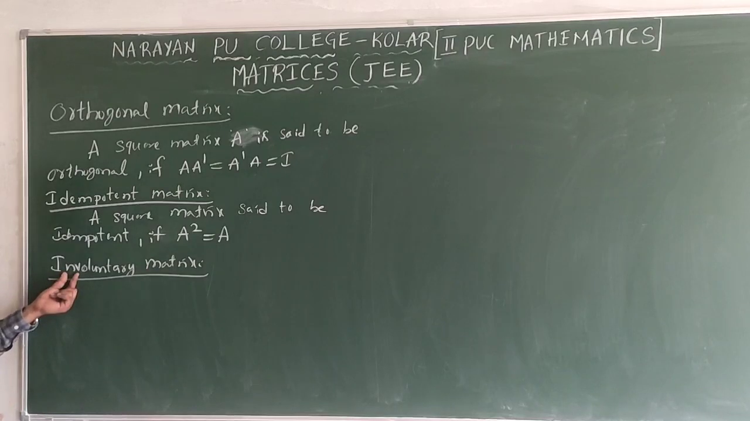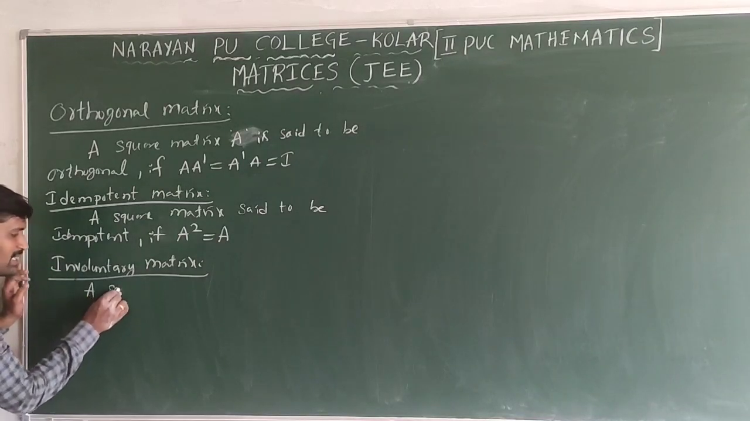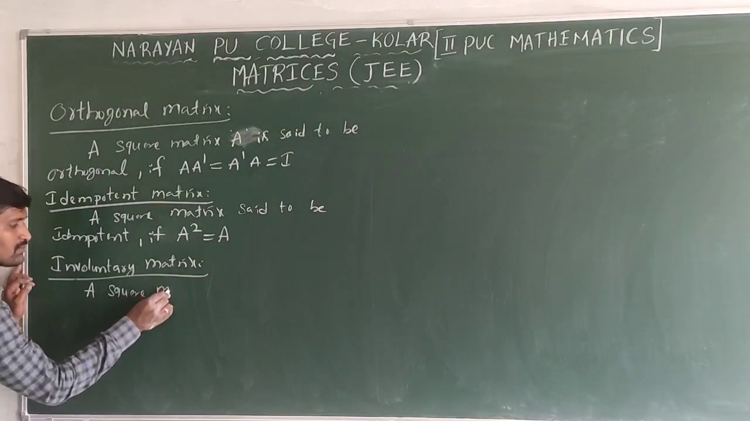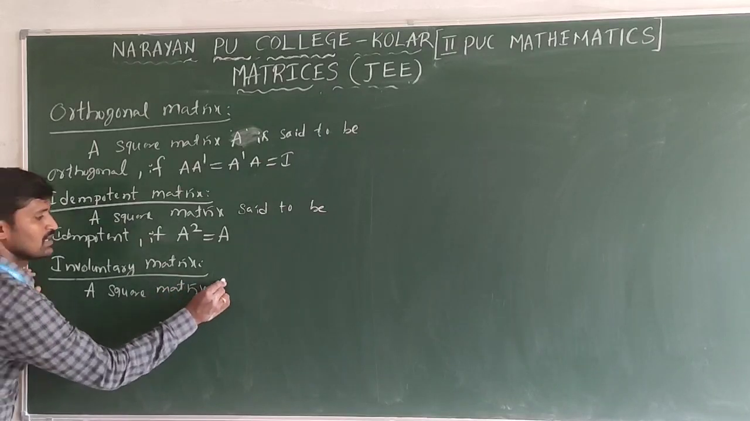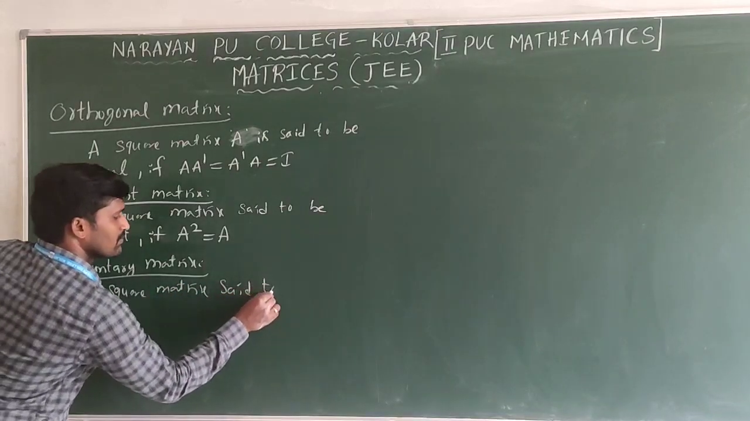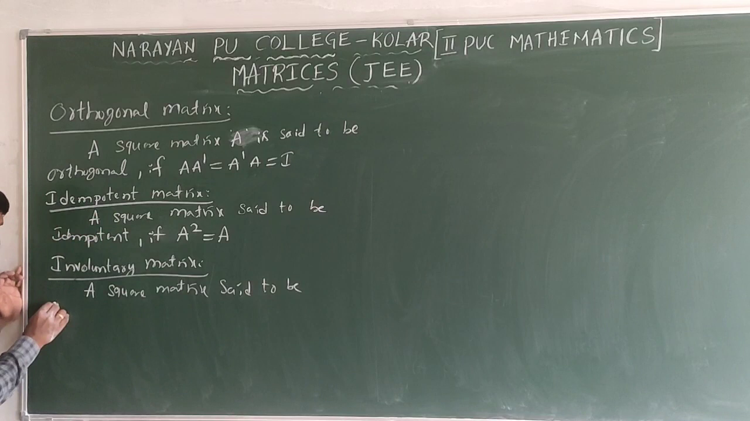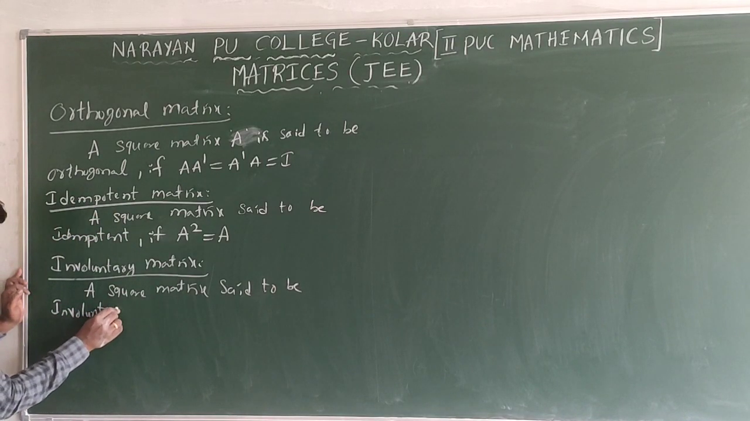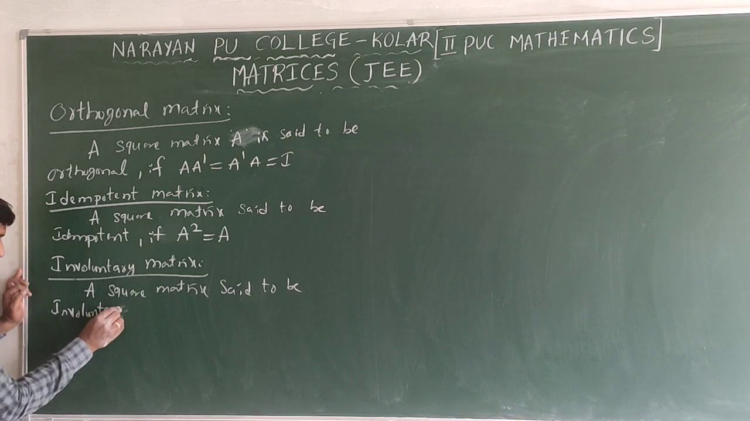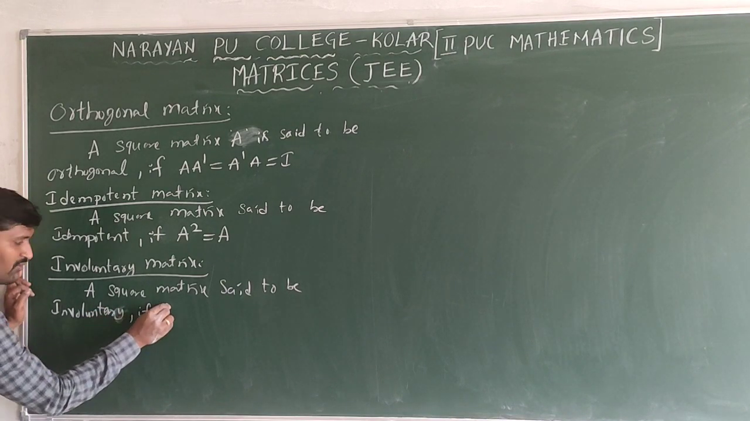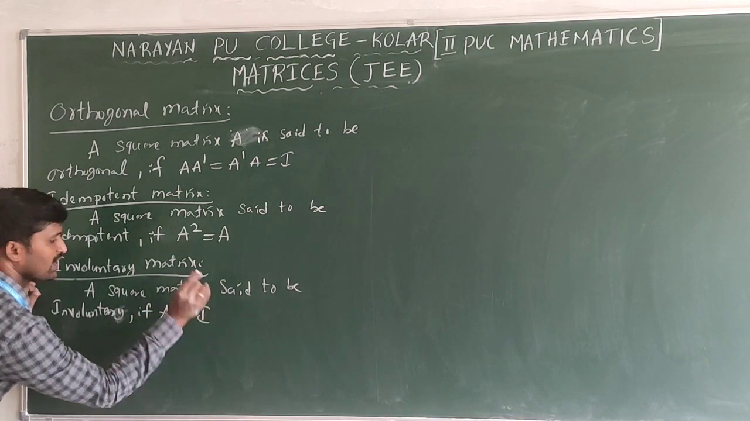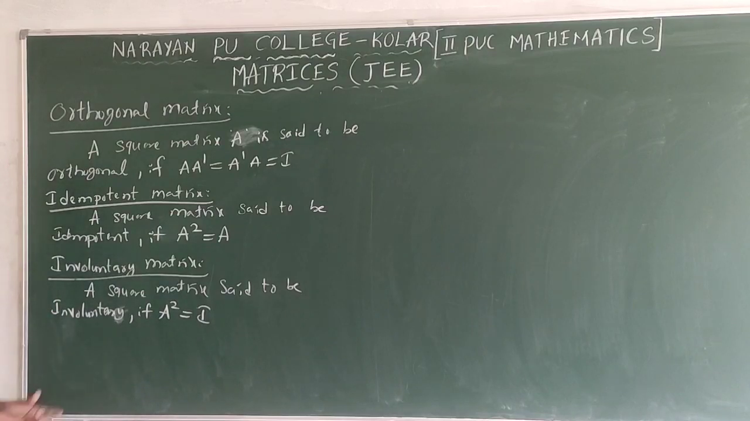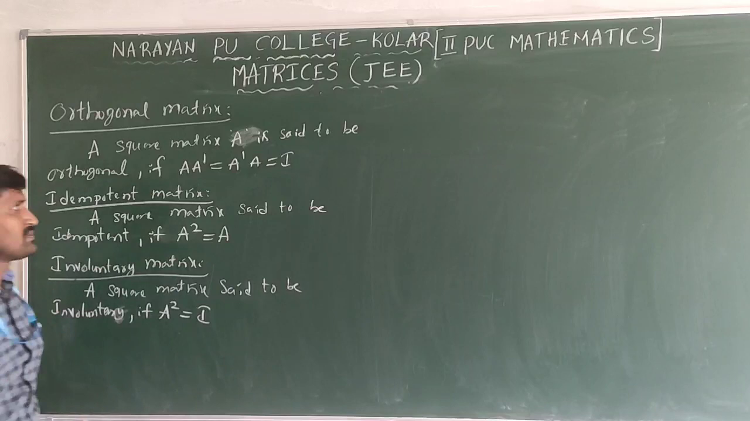Next, involutory matrix. A square matrix is said to be involutory if A square equals I. When this is the condition, for which matrix? Involutory matrix.